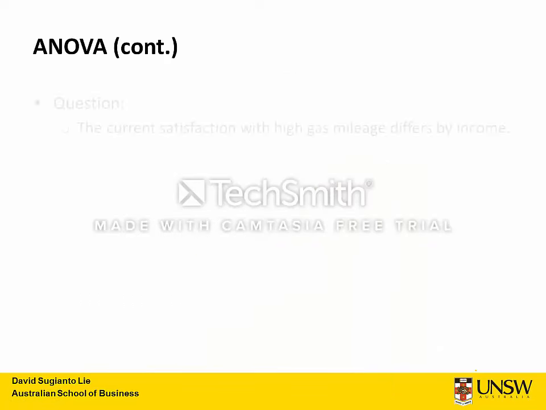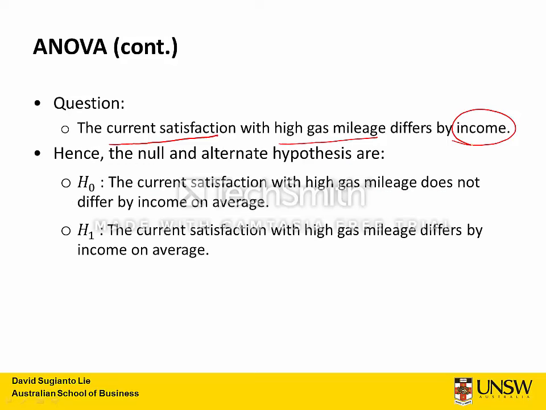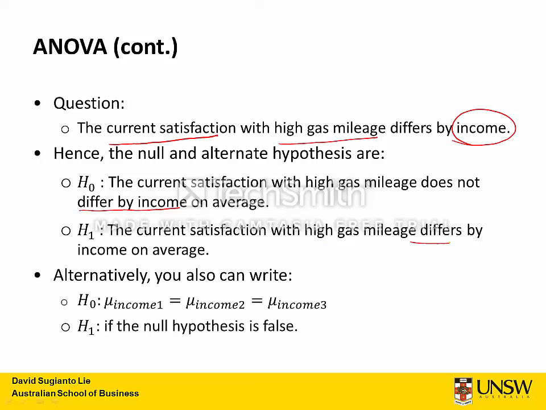Now let me show you one that is significant. The question is whether the current satisfaction with high gas mileage differs by income. I guess you should know what to do with the null hypothesis and the alternative hypothesis. H0 is always about equality, so the current satisfaction with high gas mileage does not differ by income. And H1, the current satisfaction with high gas mileage differs by income. Or you can also write mu of income 1 equals income 2 equals income 3, and H1 if the null hypothesis is false. That's how you should write it.